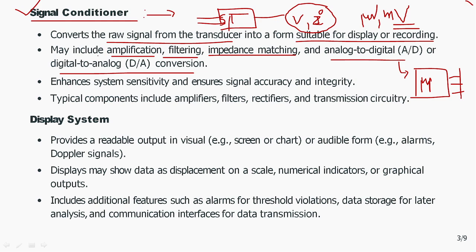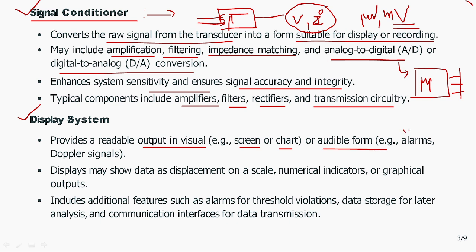So this signal conditioning enhances the system sensitivity and ensures signal accuracy and integrity. Typical components include amplifiers, filters, rectifiers and transmission circuitry. Now the display system is a visual output either on a screen or on a chart, then audible forms like alarm or Doppler signal. The display may show data as displacement on a scale, numerical indicators or graphical outputs.